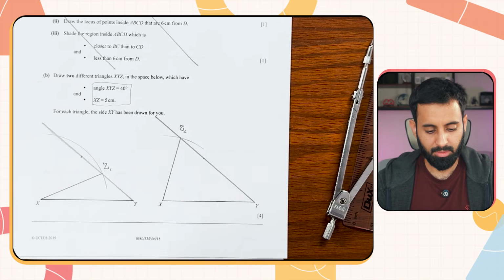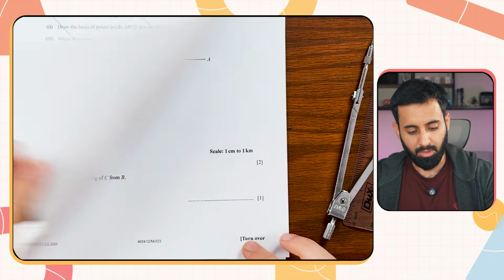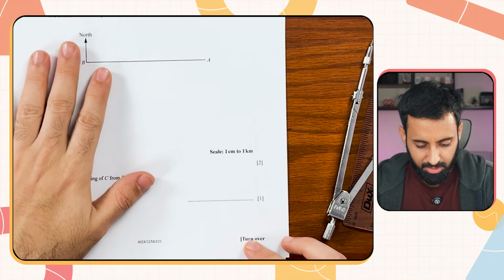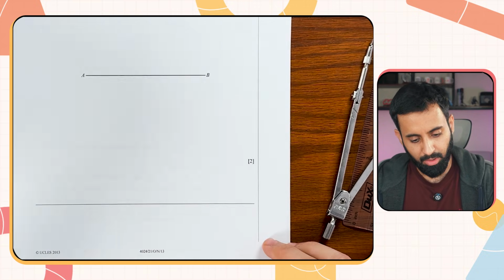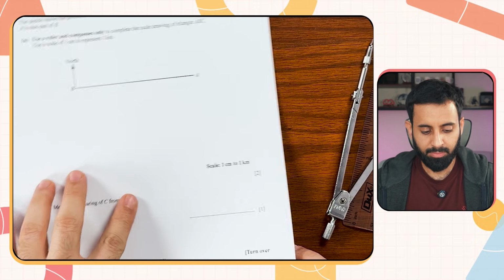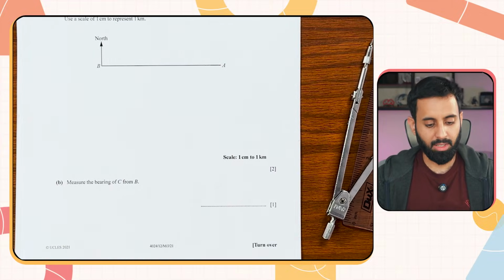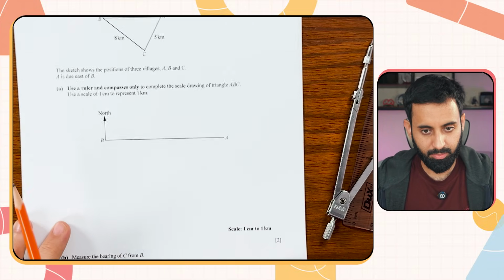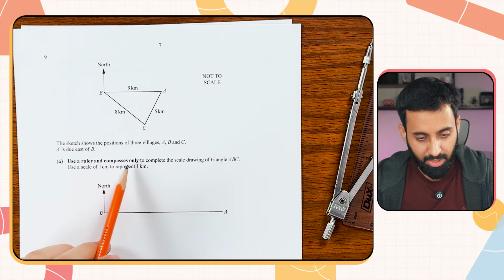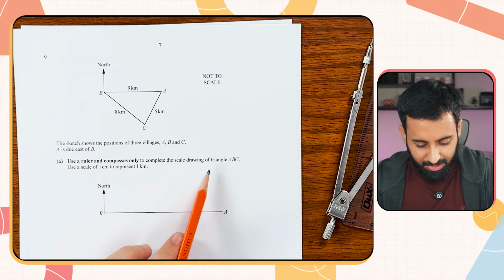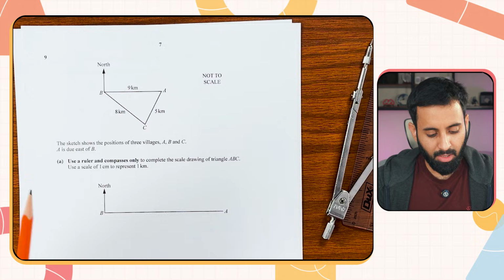So I hope this question is also clear. Now let's move on and see what the next question says. This is, I think, a question which deals with bearing also. Now let's see what this says. Use a ruler and compass only to complete the scale drawing of triangle ABC.